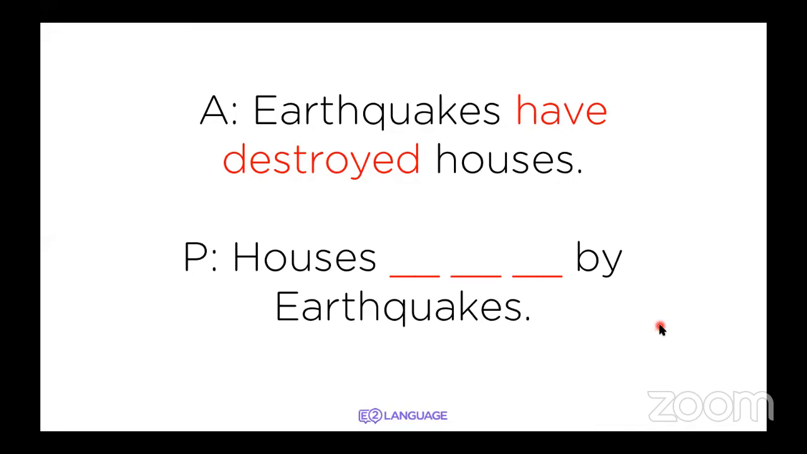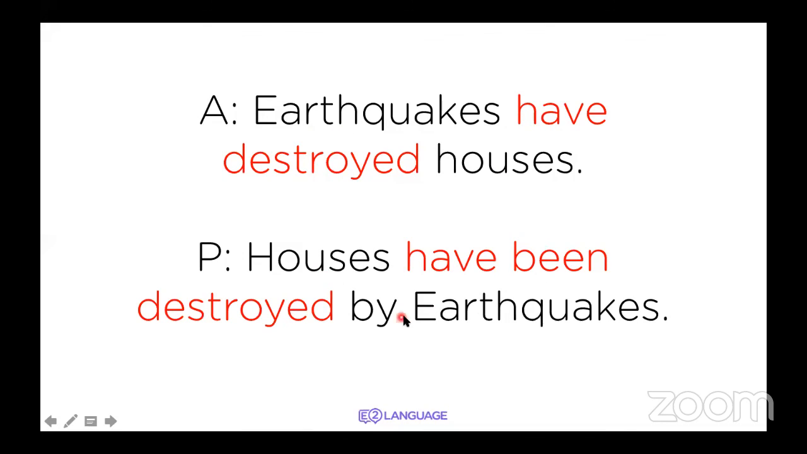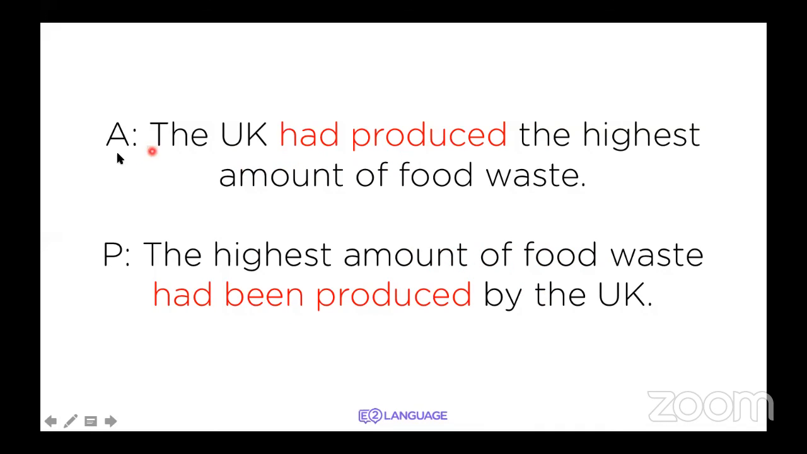Check your, is it have or has? One house has, two houses have. Sweet. Look at this. Earthquakes have destroyed houses. Houses have been destroyed by earthquakes. Same meaning, different emphasis. This one emphasizes earthquakes. This one emphasizes the houses. Last one. I'll read this one.